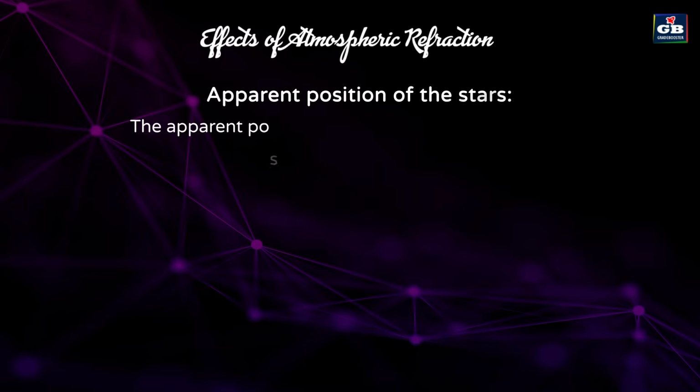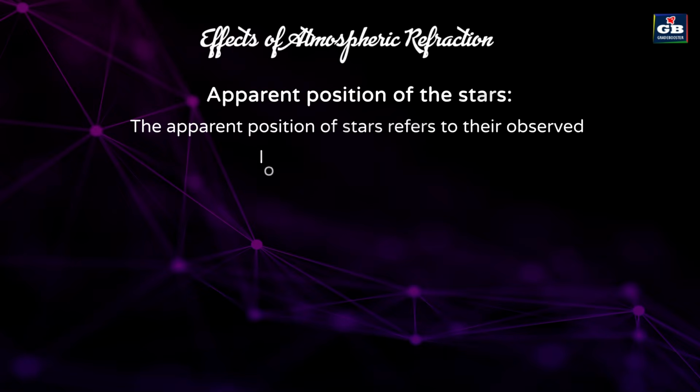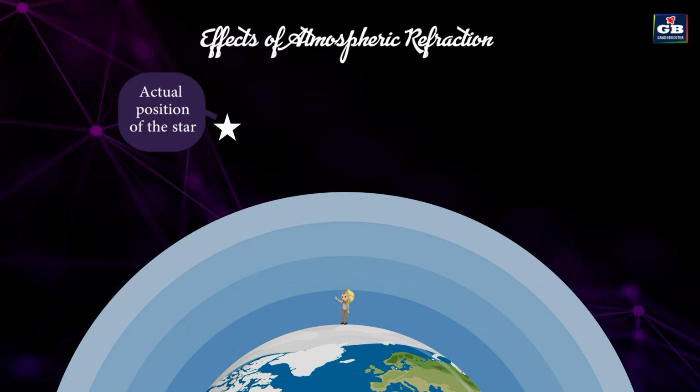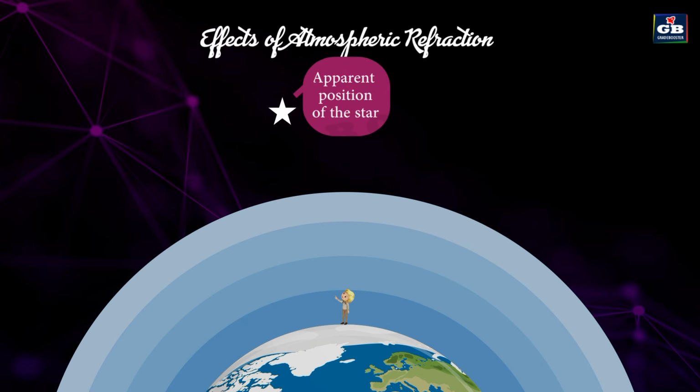The apparent position of the stars refers to their observed location in the night sky. That means at night, we see the stars at a different position which is not their actual position. Why does it happen? This is the original position of the star. But due to atmospheric refraction, it appears to be at another position, which is called the apparent position.